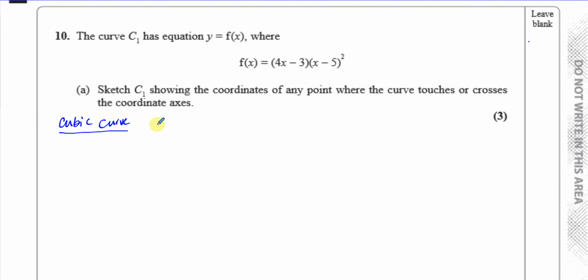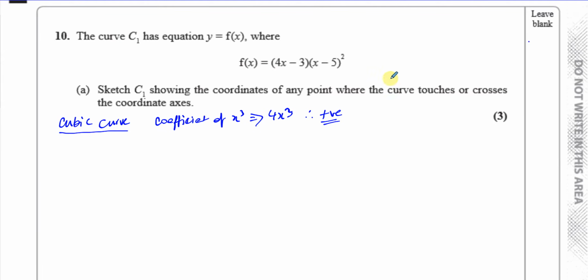And we can see the coefficient of x cubed, the leading coefficient, is going to be 4x times x squared, which is 4x cubed. Therefore, it's a positive coefficient, 4x cubed.